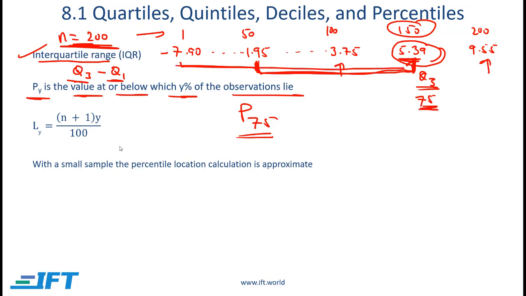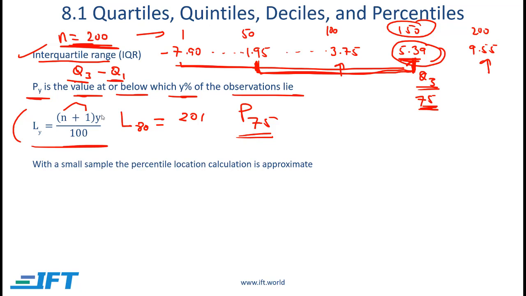Now, if you are asked the question, what is the location for the 80th percentile? The answer will be calculated using this formula. L here stands for location. So the location of the 80th percentile will be n plus 1. N is the number of data points. In our example, that's 200. So we'll have 201 because we have n plus 1.